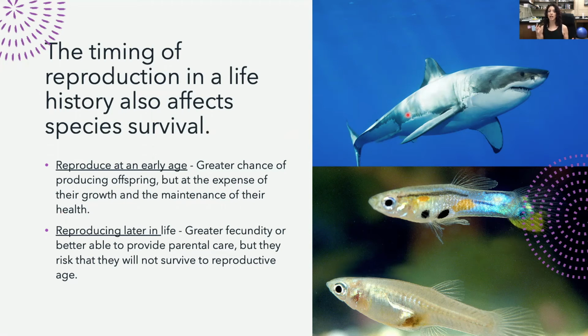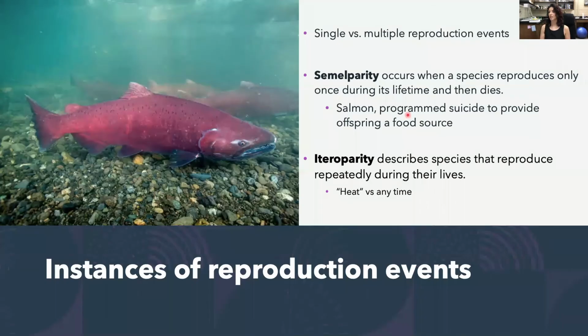And so these different energy strategies and trade-offs are key to understanding the evolution of each species as it maximizes its fitness and fills its ecological niche. Next, let's talk about instances of reproduction events. You can be an organism that reproduces only once, or you can be an organism that reproduces multiple times throughout your life.